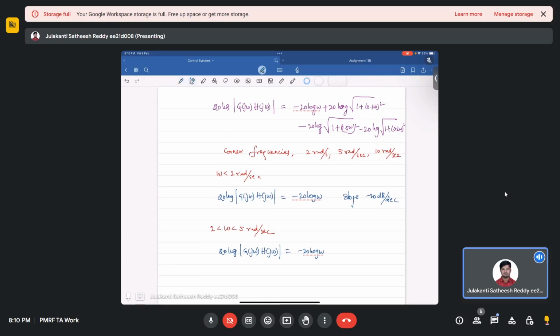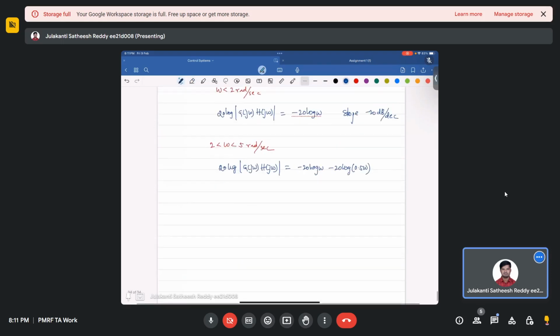Because 0.2 into 5 will become 1, only at that point does it have an appreciable value, so before that the square of that term will be even less. So we can say that 1 is negligible here, and you can write this as minus 20 log 0.5 omega, right? Now again you differentiate it, and this again comes as a slope of minus 40 dB per decade. See, the second pole is done.